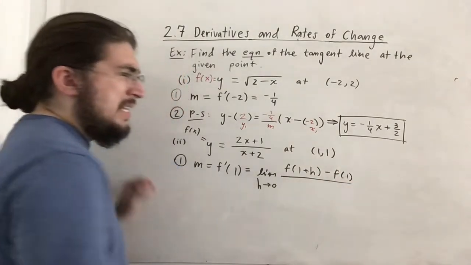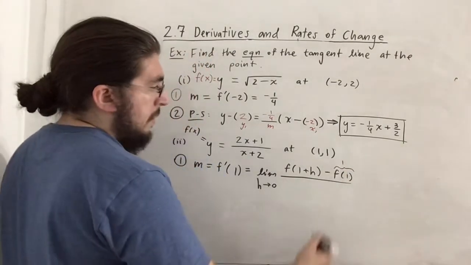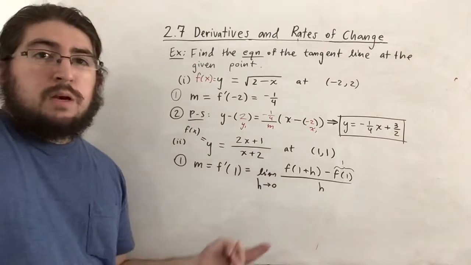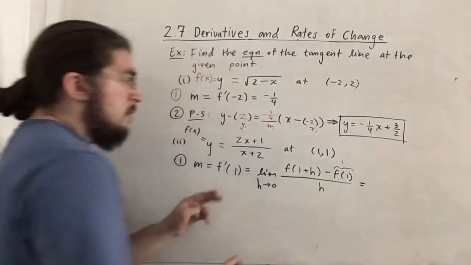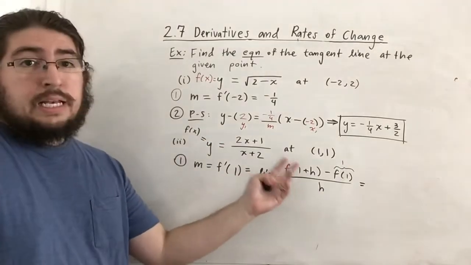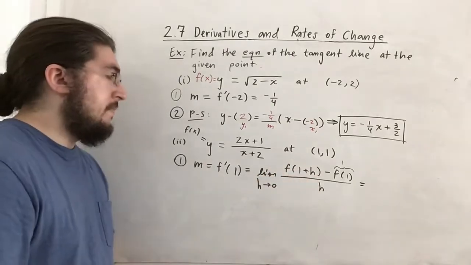But again, we know what that is. It's just the y value of our point, which is 1. So I'm going to denote that here. All over h. So now, what is f of 1 plus h? Again, that's kind of the hard part of this process. That's replacing everywhere you see an x in your function of x with the inside of this f here, which is 1 plus h.